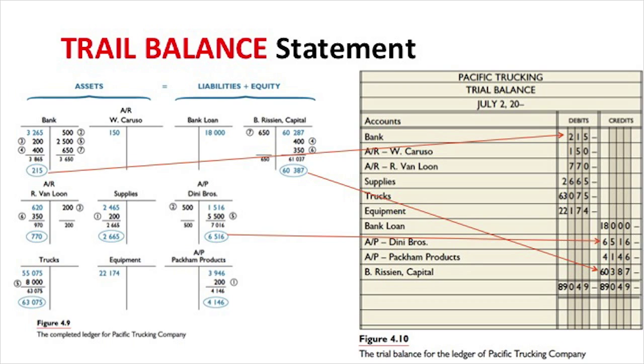To create the trial balance, you transfer the final account balances you calculated in your T accounts to the debit or credit columns of the trial balance statement. You then add all the debit column amounts to come up with a debit total, and all the credit column amounts to come up with the credit total. If the debit total equals the credit total, the trial balance is in balance. If not, then an accounting error has been made.